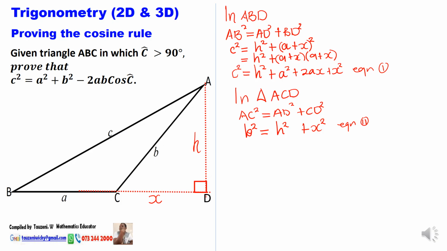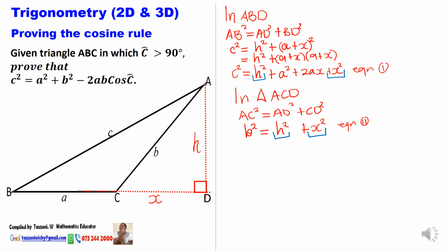To finalize your answer, you integrate the first equation and the second equation. Basically, we're going to substitute. If you look at our second equation, b squared is equal to h squared plus x squared. And in the previous statement, we have c squared is equal to h squared plus a squared plus 2ax plus x squared. So there is h squared and x squared in equation 1.